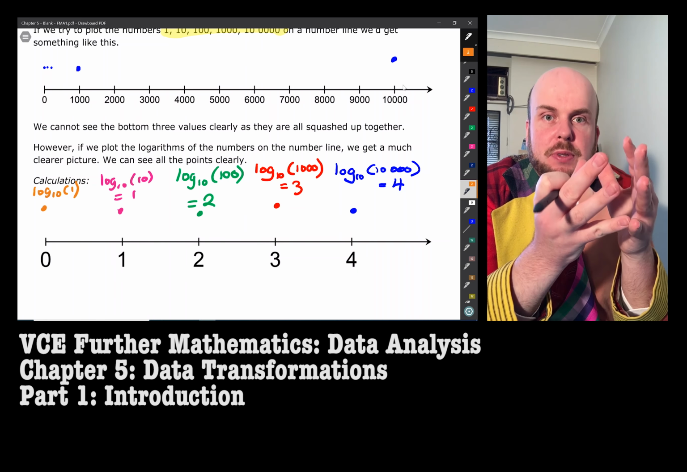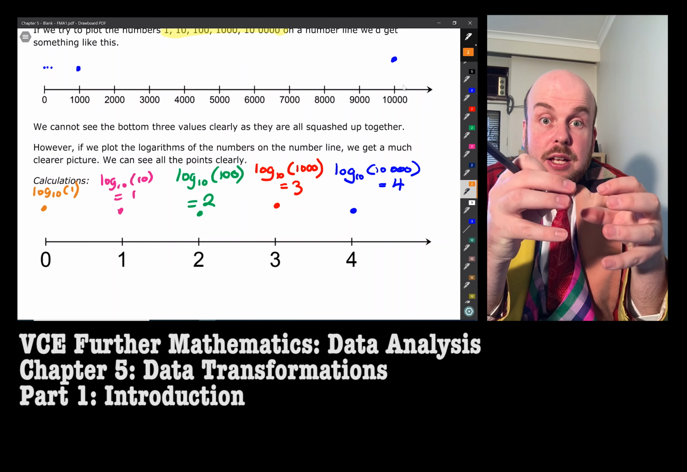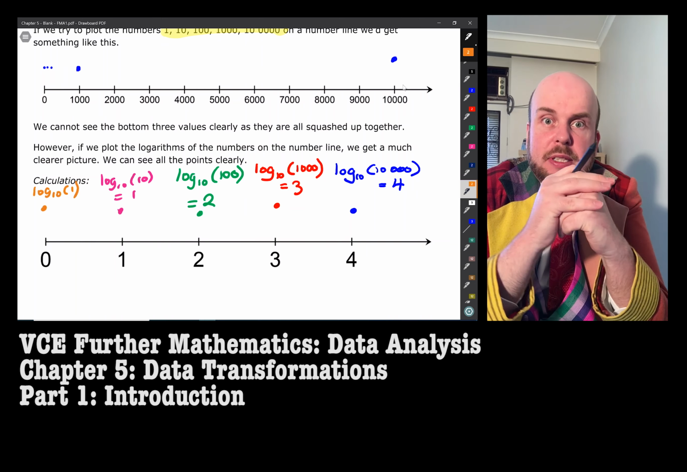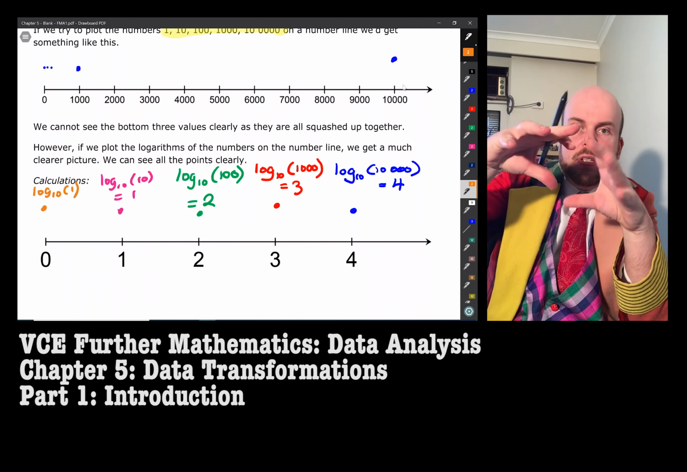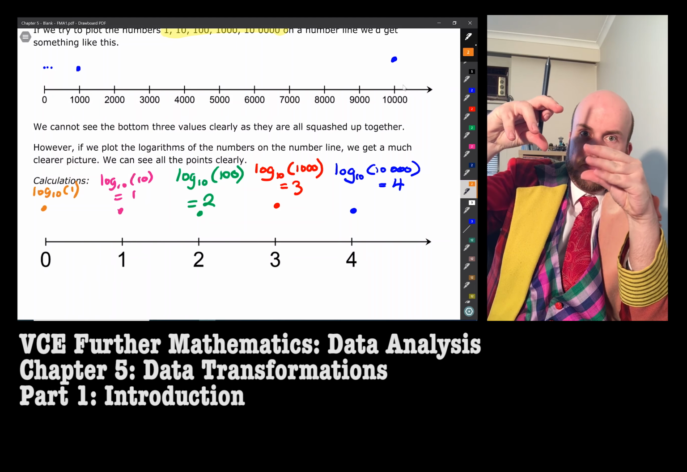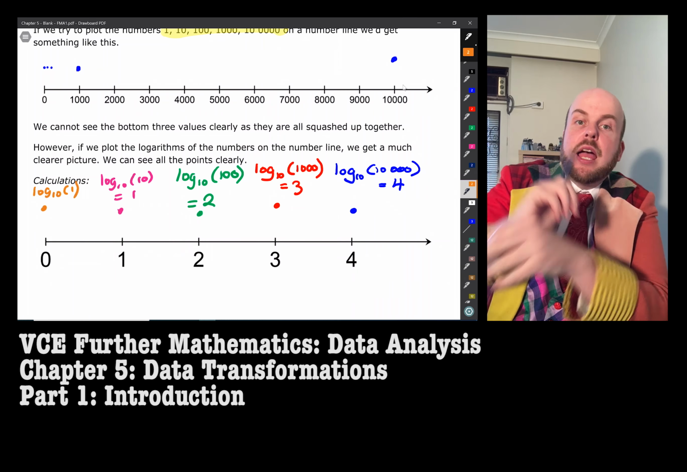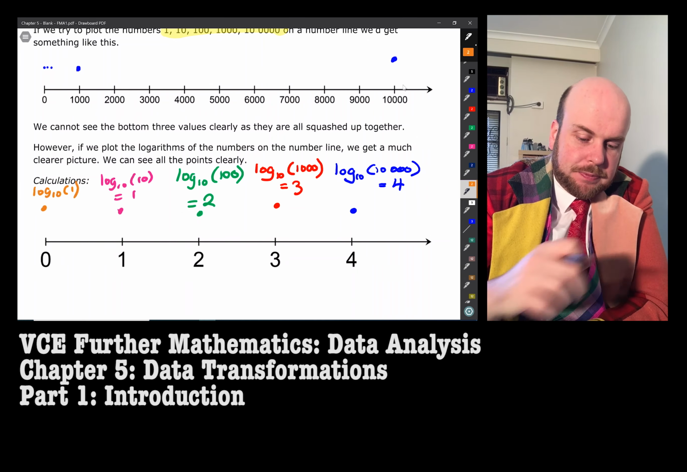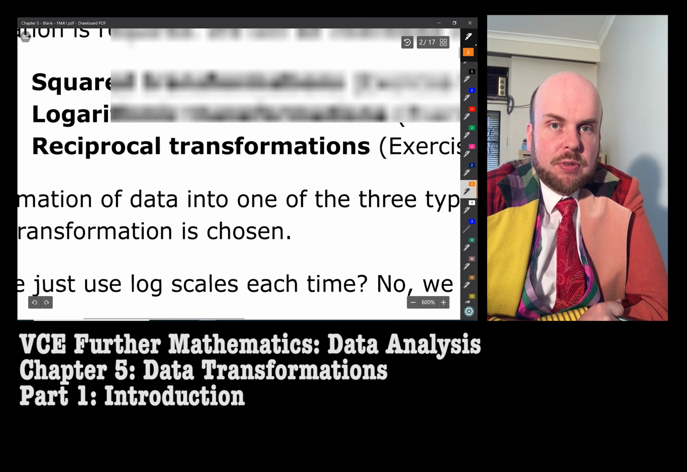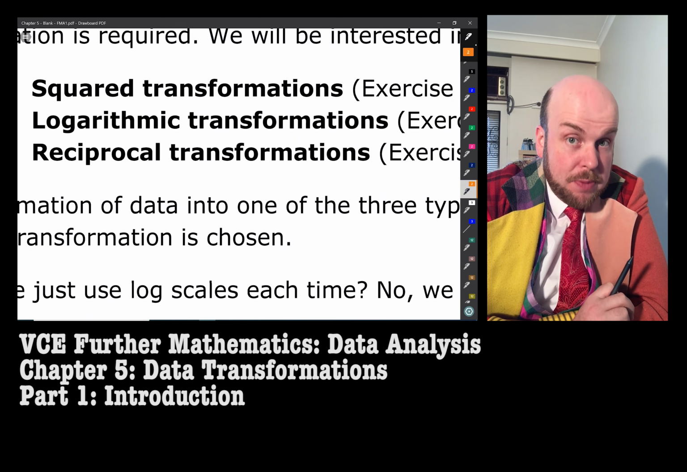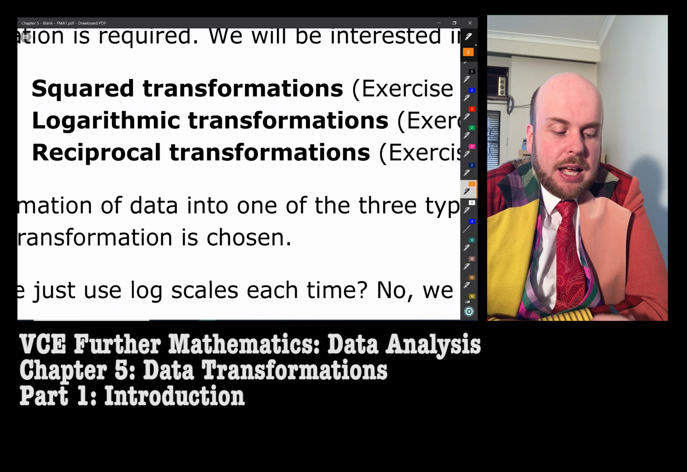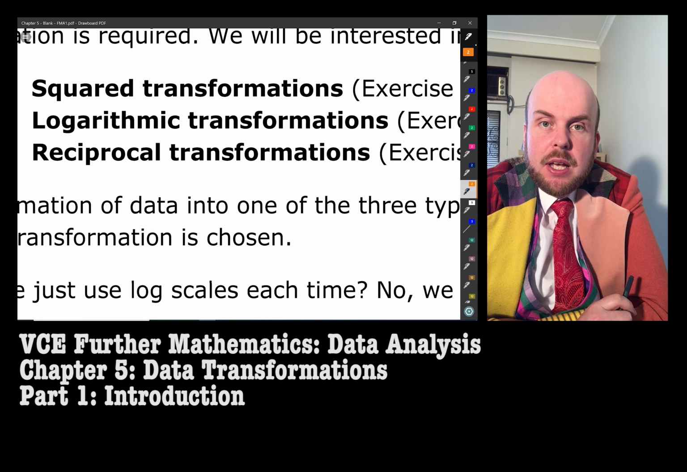to be able to stop getting clumps of dots at one end and maybe a few gaps in the other. We go and adjust the scales in order to try to get all the dots, instead of being in a big clump, to actually straighten up together and to form a straight line. Broadly speaking, we use these three transformations here. There's squared transformations, logarithmic transformations, and reciprocal transformations.